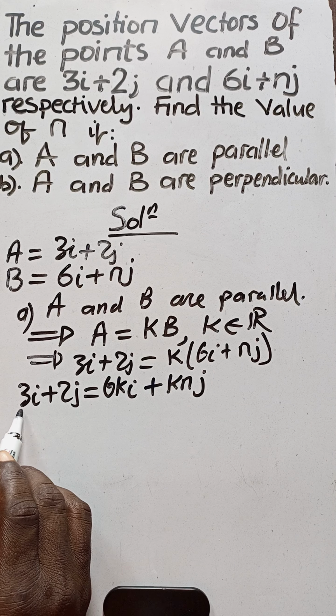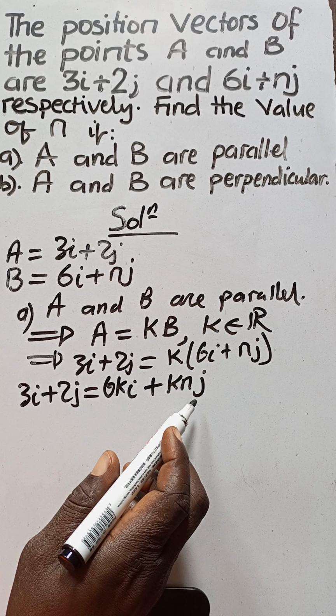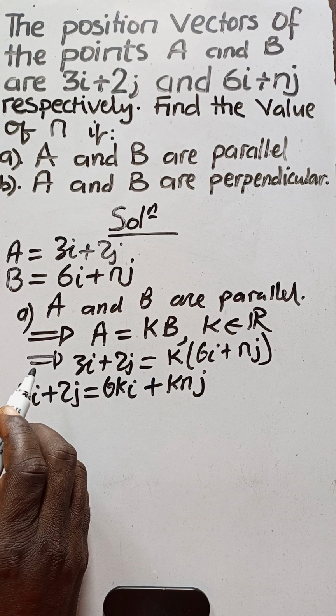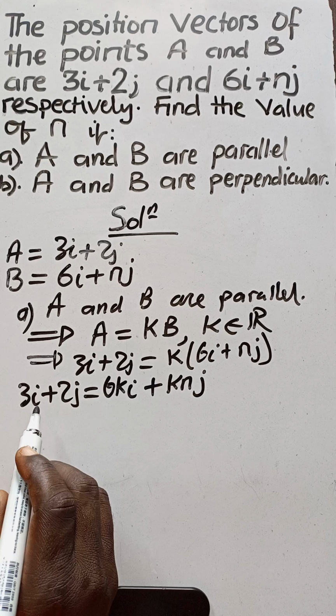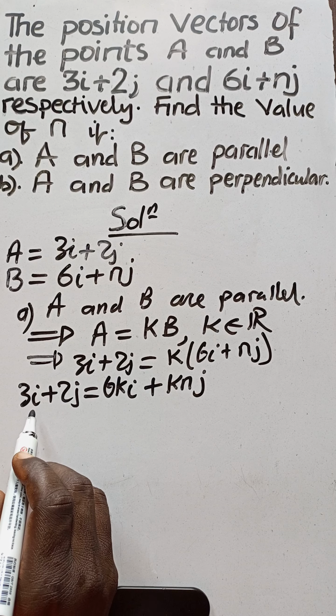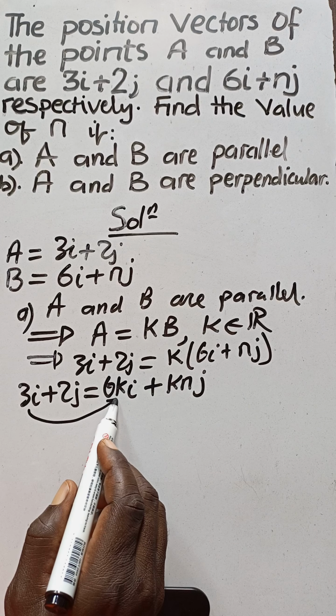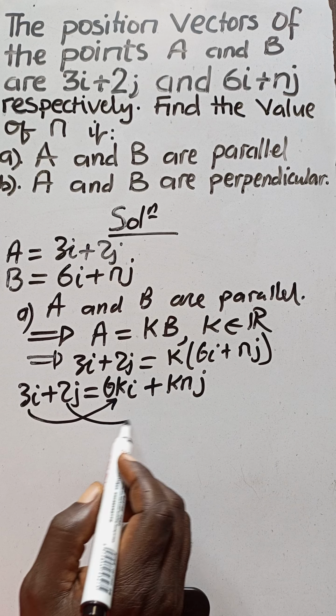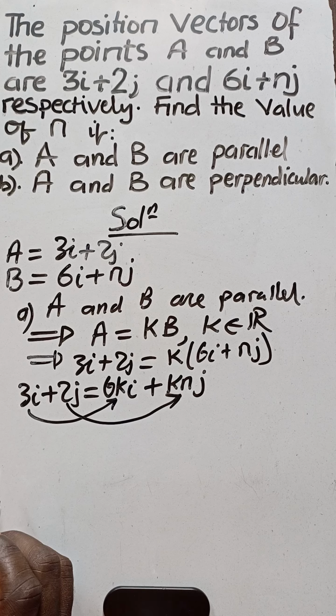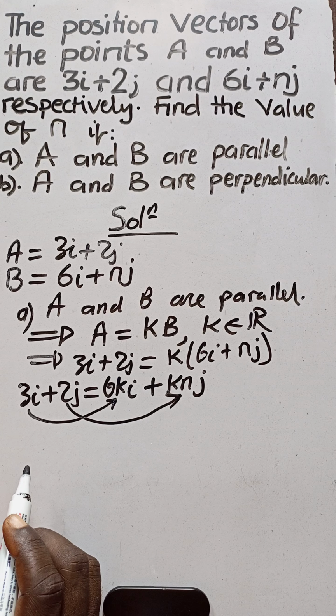Now we have this vector equals this vector. What is the condition for the equality of two vectors? Two vectors are equal only when corresponding components are equal. The i component is equal to the i component, the j component equal to the j component. That's the condition for any two vectors to be equal.